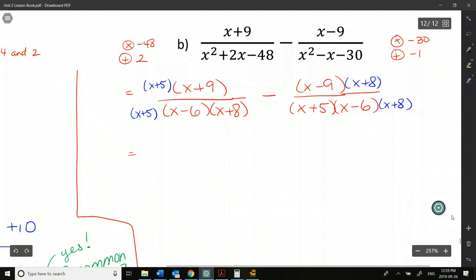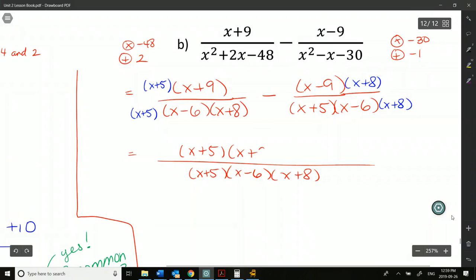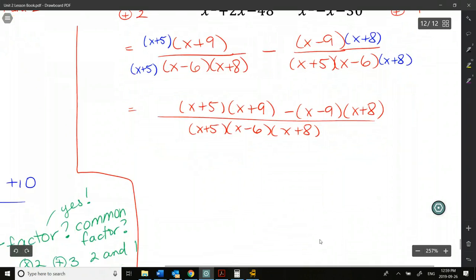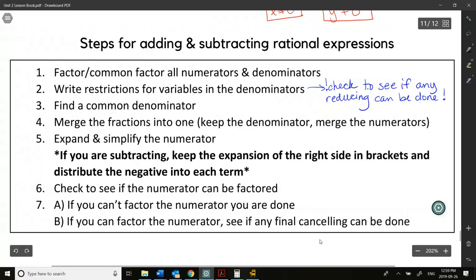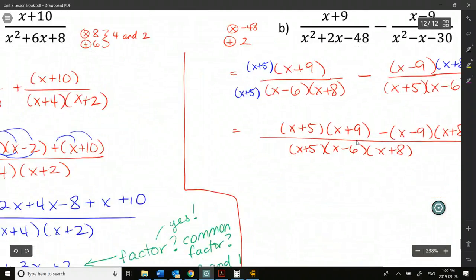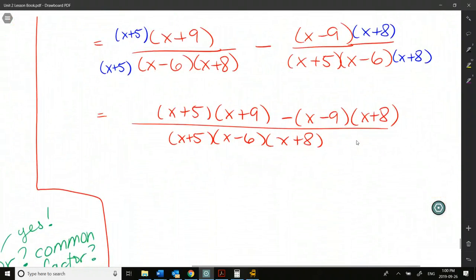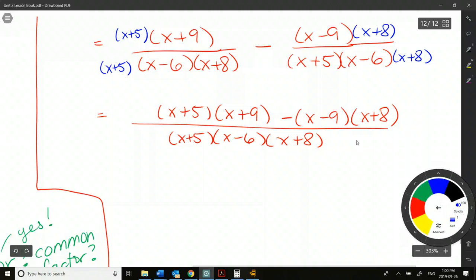Okay, now that we have a common denominator, I'm going to keep that denominator. And I'm going to kind of just merge the numerators together on top here. So they're being subtracted. Okay, we just completed step number 4 on this list. So keep the denominator, merge the numerators. We're now at step number 5, which is expand and simplify the numerators. So I'm actually going to FOIL these numerators. I'll need to do it on both sides here.